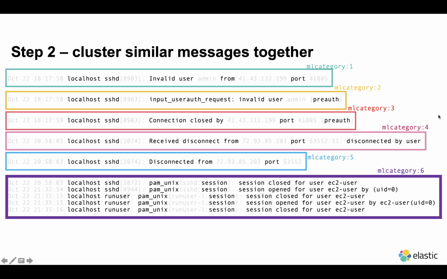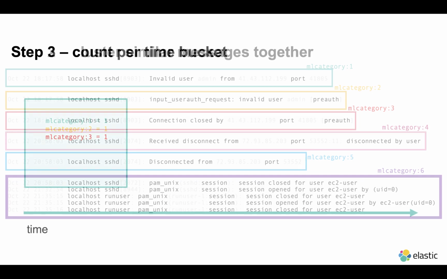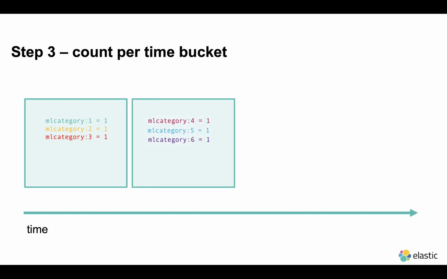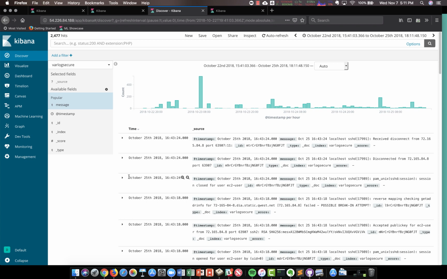So now, since we have those categories identified, we can count them for every time interval. For example, in the first time bucket, we may see one occurrence each of the first 3 category types. Similarly, in the second bucket, we would see one occurrence of category 4, 5, and 6. And then in the third bucket, perhaps we see 4 occurrences of category 6, and so on. So we're just tracking the occurrence rate of these different categories over time. And of course, we want to do anomaly detection if there is an unexpected spike of a certain type of category. So let's see a little bit of a demo.